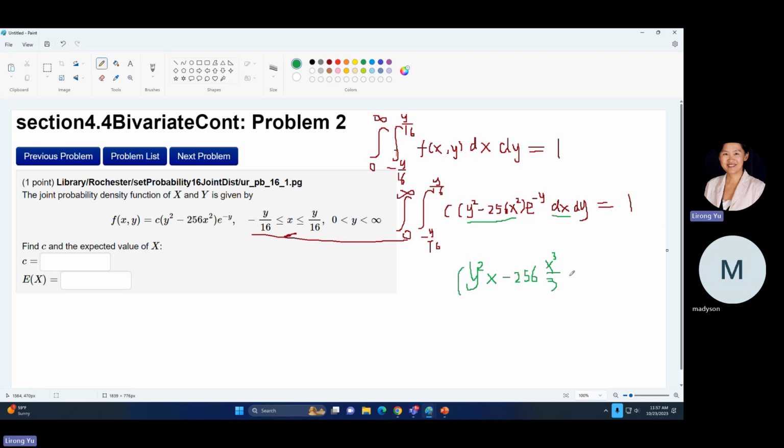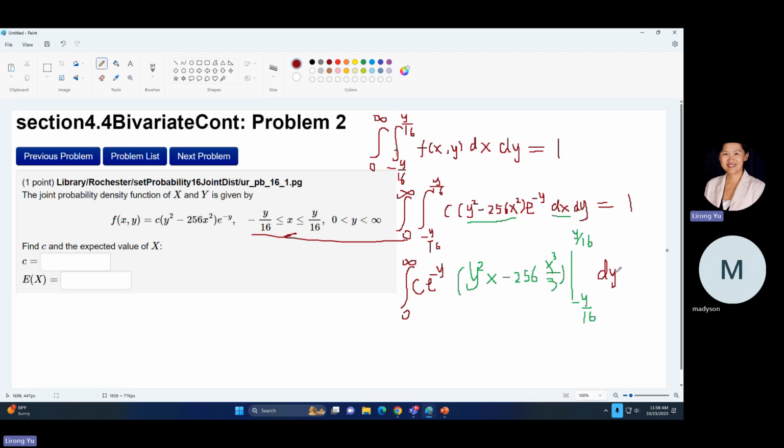Right, and then we're going to plug in the integration limit. That was y over 16 and negative y over 16. These are integration of dx, and the other part is going to be moved out. So outside we have 0 to infinity. We have a c. We also have e to the negative y. Those are considered coefficients for the dx. So these are on the second stage, step 2 of the integration.